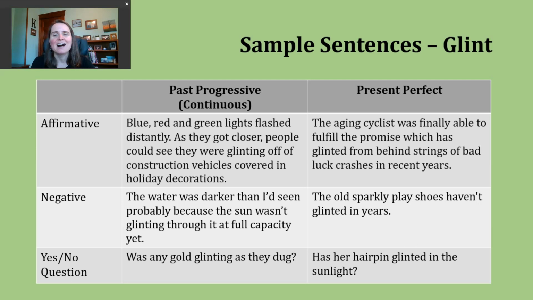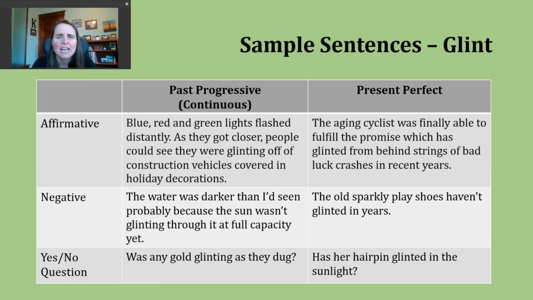However, this sentence also indicates it has kind of a positive ending here. It was describing someone who was ultimately able to win a very competitive cycling competition. Now let's take a look at making a negative present perfect sentence. To do this, again, pay attention to your subject. You'll use either have or has, followed by not, and then our participle form of the verb. An example of this: The old sparkly play shoes haven't glinted in years.